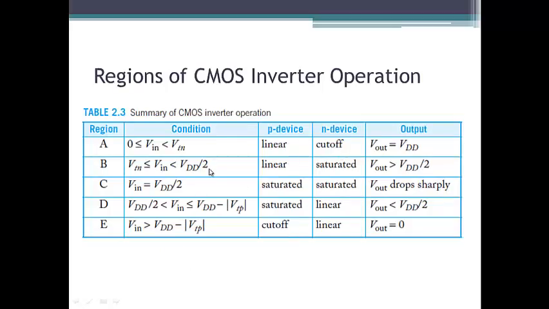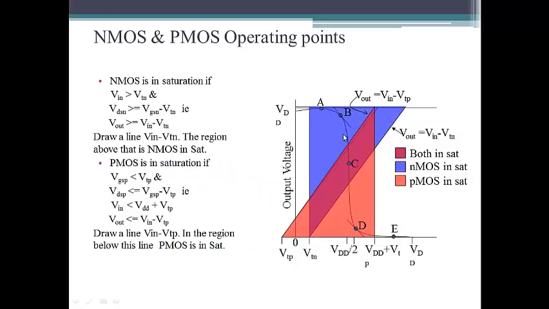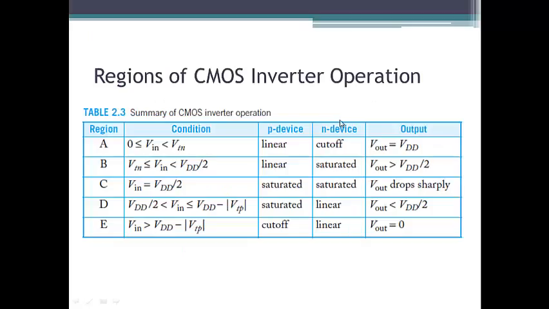And then in region P, PMOS is in the linear region and NMOS has come to the saturation region. Now you have to use your diagram. Diagrammatically, graphically, we have drawn the lines of saturation, above and below which these transistors are in saturation. So this B is in saturation for the N transistor. So the N device is in saturation. And then C is the region where both the transistors are in saturation. Similarly D.